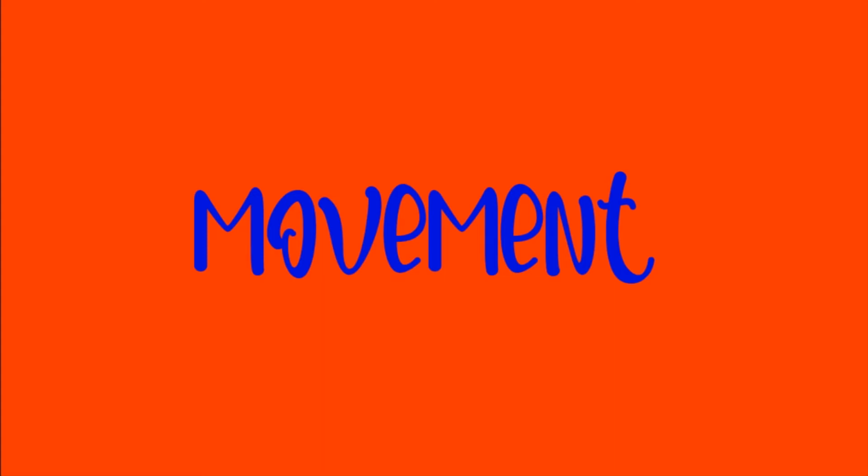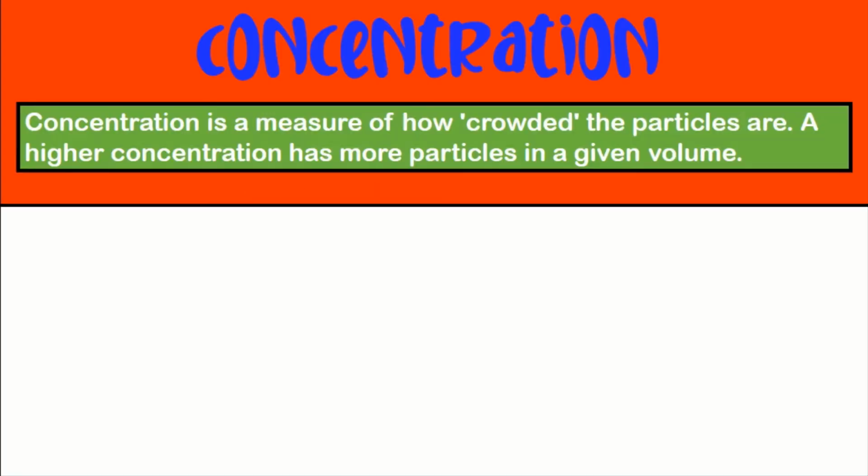So this is about movement. Stuff's got to move between cells or within a cell, and there are three ways it can happen. But to understand any of them, you firstly have to understand this concept of concentration. So we'll quickly go through that.